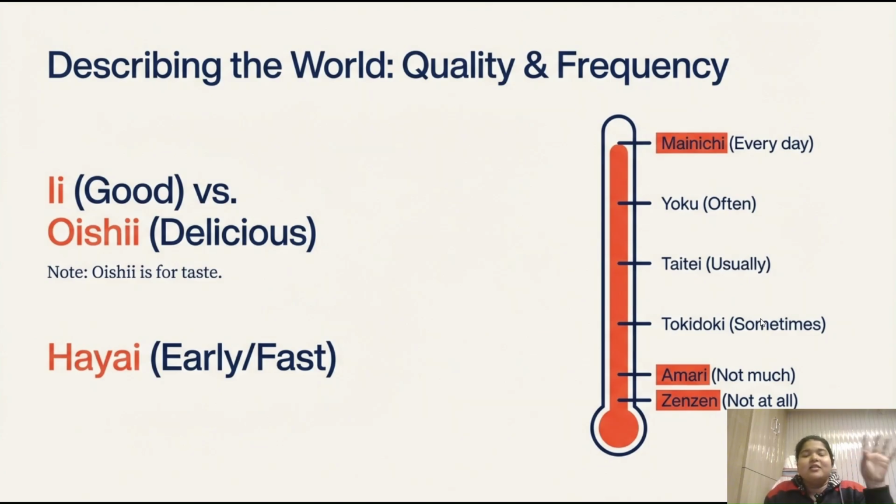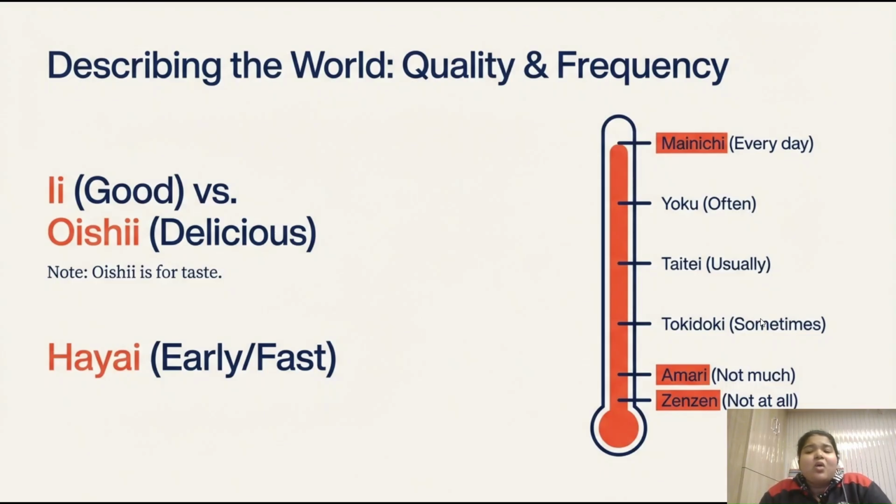Let's understand the words for quality and frequency. We actually do certain things in our life often, sometimes, usually, not much, and not at all. We do say that, right? So in Japanese, they are going to be known by these words. For example, if I do something every day, like I brush my teeth every day, then every day is going to be mainichi. And if you are somebody who eats, let's say, pasta often, then you're going to say yoku because you eat it often, right?